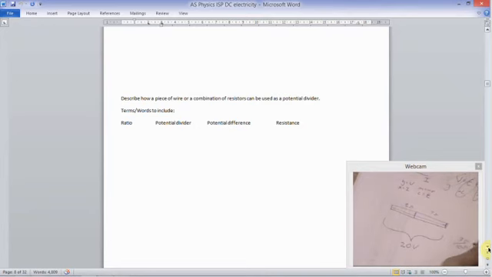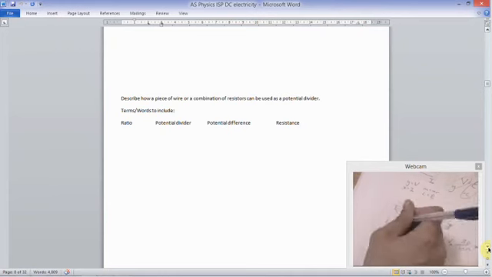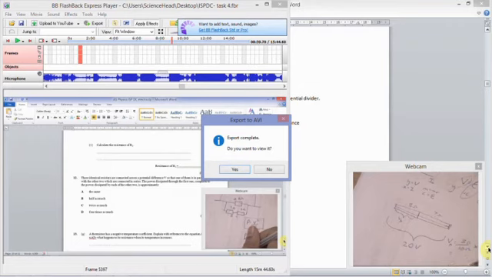3 over 10 ohms, so 3 ohms over 10 ohms multiplied by my 20 volts will tell me how much voltage I'll get across over here. So voltage for A is a third essentially of 20, a third of 20, which is 6.6 recurring.